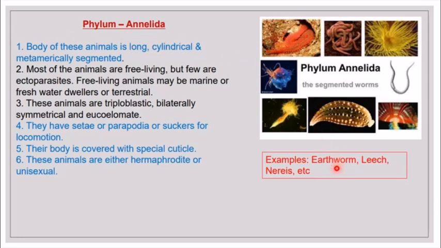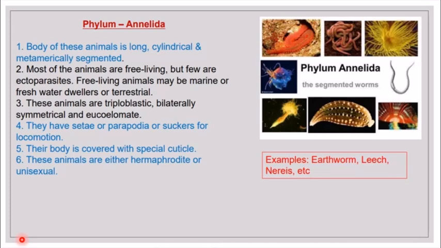Now Annelida include earthworm, leech, nereis, etc. These organisms have a long, cylindrical body and they also have a metamerically segmented body, that is equal segments are present. If you see the earthworm, you will see that they have small segments, small lines present in their body, so they are called metamerically segmented body.